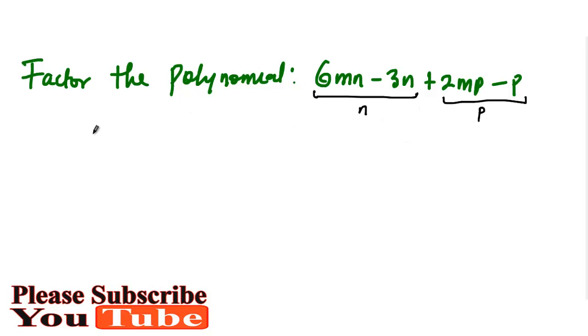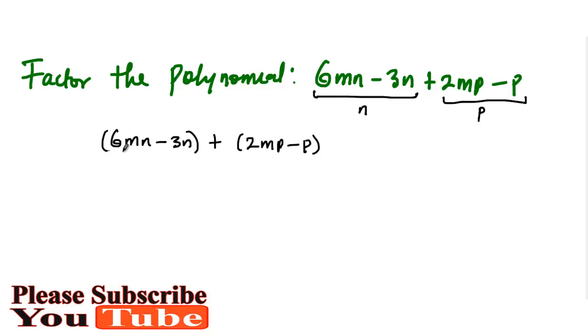So we can rewrite this by separating those two terms as 6mn minus 3n, put both of them in brackets, plus 2mp minus p. Somebody will say, well, why do I put brackets? Well, this is joined together by addition, so it doesn't affect everything here. All right, so now we want to factor this out. What can we use to factor this out?